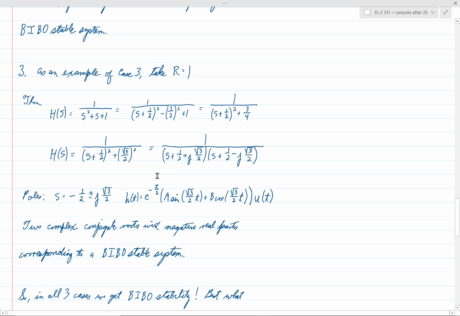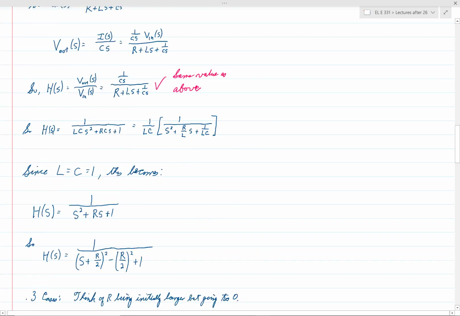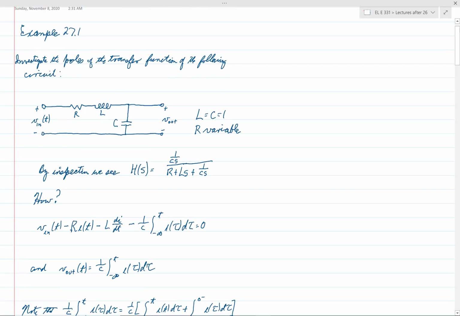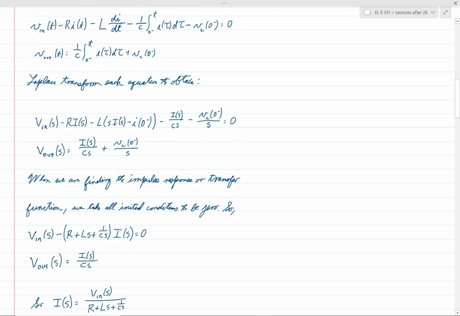And so in this case, where R squared was less than 4, we get two complex conjugate roots. But again, the real parts are negative, and we still have a BIBO stable system. So as long as R is a positive real number, which of course it would be in any physical system because R represents resistance, then as long as we have this circuit right up here, we would have BIBO stability, in all three cases.